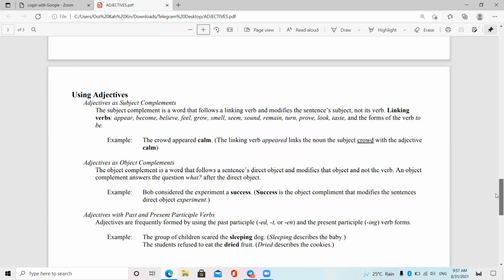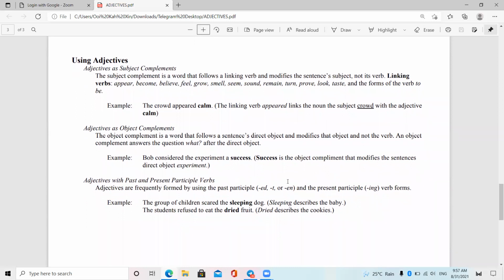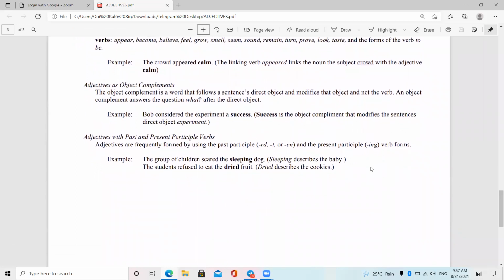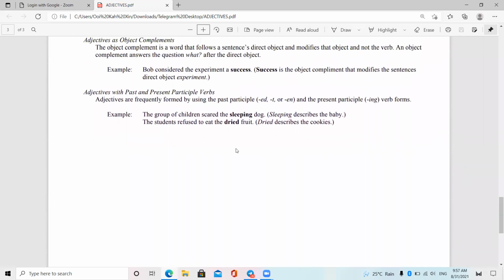Adjectives as object complements. An object complement follows a direct object and modifies that object. An object complement answers the question what or how. Example: after the experience, the director found the experience a success. Success is the object complement that modifies the direct object, the experience. Adjectives can also be past or present participles: the sleeping baby, sleeping describes the baby. The student refused to eat the dry cookies, dry describes the cookies.